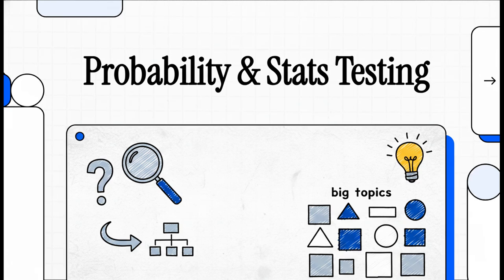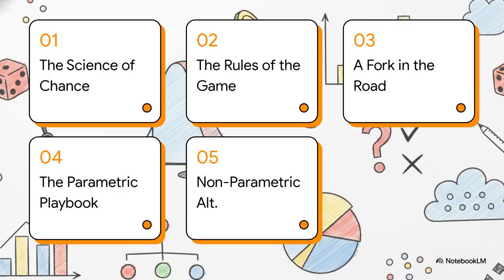Welcome to the Explainer. This is where we take big, sometimes kind of complicated topics, and we break them down into guides that are just clear and easy to understand. So today, we're going to demystify probability and the statistical tests that help us make sense of the world around us. We're going to start with the science of chance, then get into the rules of the game. After that, we'll look at a major fork in the road when it comes to data, before digging into both the parametric playbook and the non-parametric alternatives. So yeah, that's our roadmap.